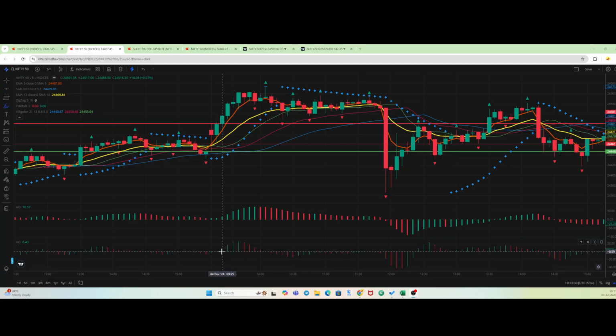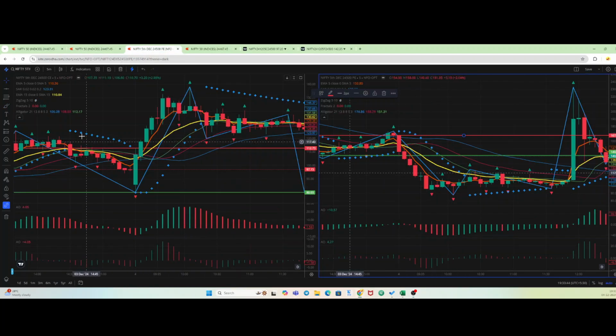Now I will show both in the option charts. The spot is around 24,479, so we will consider the 24,500 PE and CE. I have opened both charts, the 24,500 CE as well as the 24,500 PE. First I will explain the PE chart, because I took the entry there.